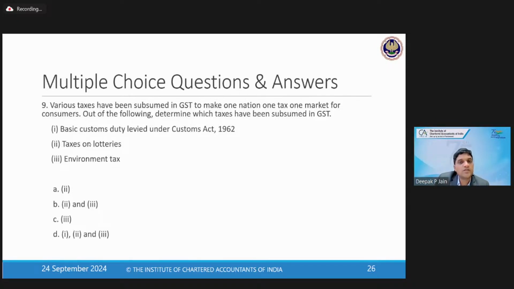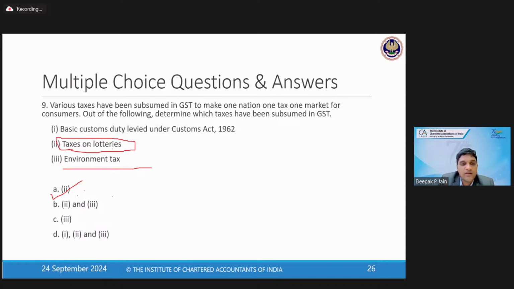Okay, a lot of options. The correct option is answer A, that is 2. Only the taxes on lotteries is what is subsumed. Basic customs duty is out of GST. When you import, you still pay customs duty, and environment tax is also outside GST. Only taxes on lotteries is what is subsumed under GST. Okay, be careful here. Be careful.